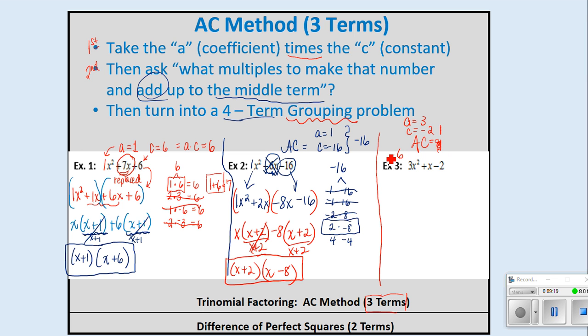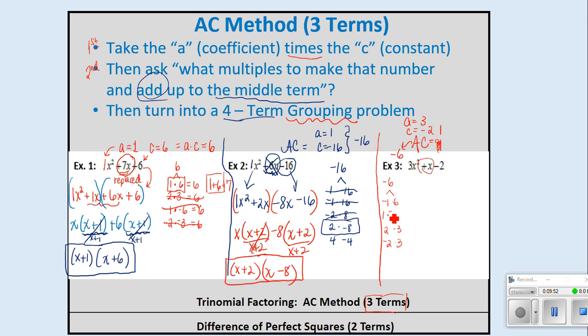For some reason, it's not letting me write over there. So A times C is negative 6. All right, so now we want two factors of negative 6 that add up to be 1. Ooh, well, negative 1 and positive 6. 1 and negative 6. Because remember, these two have to multiply to make negative 6. 2 and negative 3, and negative 2 and positive 3.